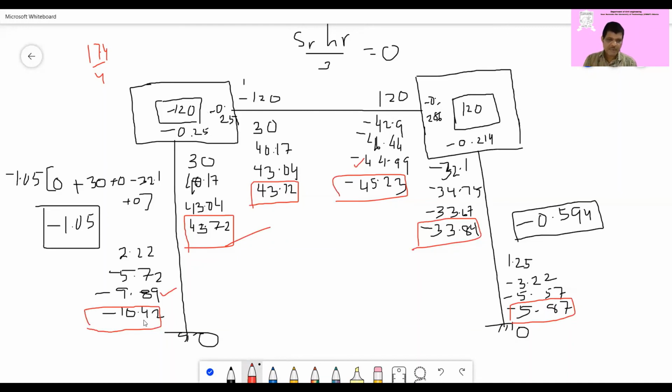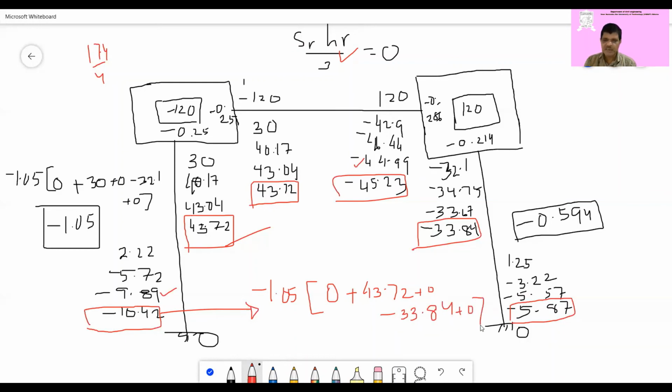And similarly, how to get the minus 10.42? The minus 10.42 value is calculated as equal to your minus 1.05 times the story moment. The story moment is equal to 0 because we have the SR value as 0. Then we have these moments here, at the top and bottom ends. So 43.72 here, and from here we will get 0 value.